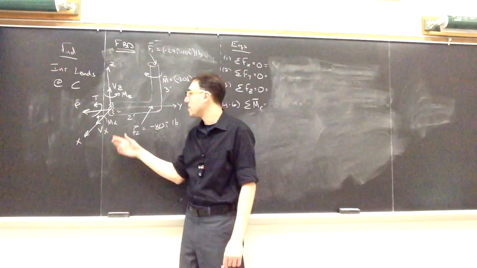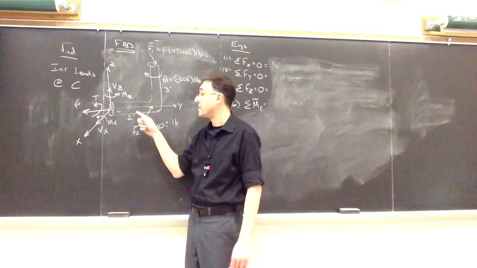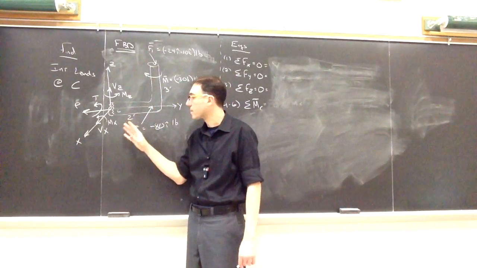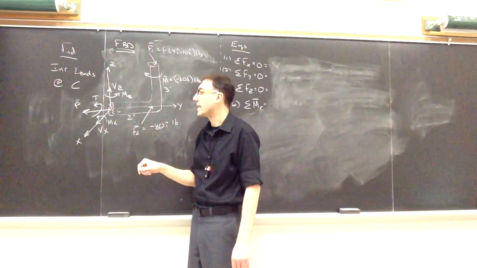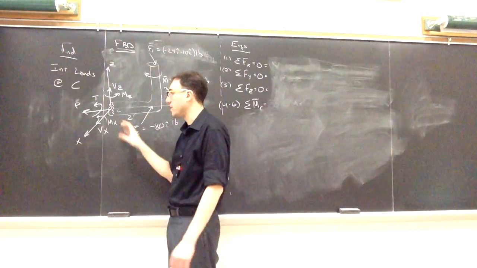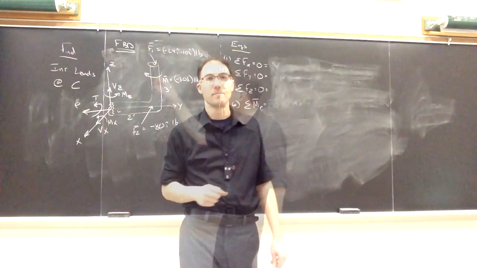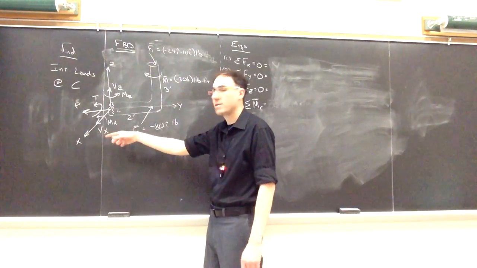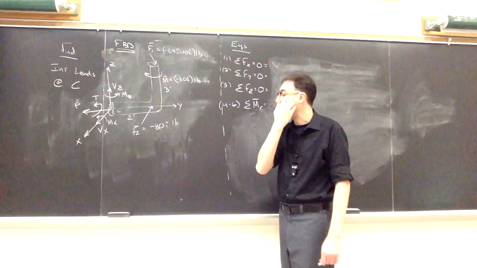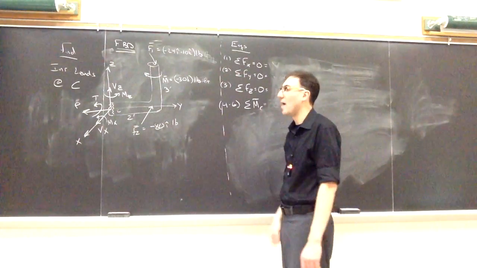So the assumptions about Vx, Mx, Vz, Mz are based on my coordinate system. My assumptions about P and T are not based on my coordinate system. They're just based on the direction out from the surface of my cut. I've introduced 6 unknowns, but I can get 3 force equations and then 3 moment equations out of this picture.